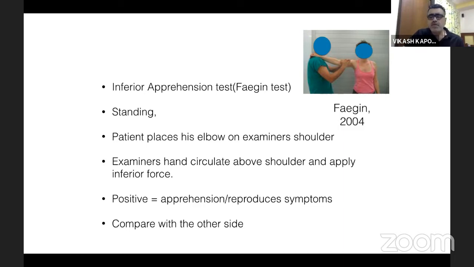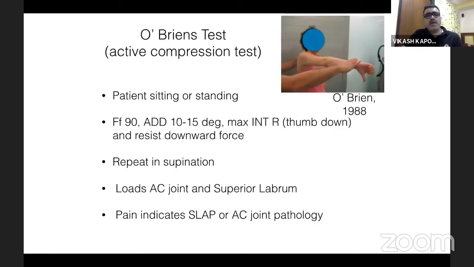Always compare with the other side to find out whether you are actually having it on one side due to traumatic instability. O'Brien's test, which is the active compression test, is important in certain cases of SLAP or AC joint pathology, where you forward flex the shoulder to 90 degrees, adduct 10 to 15 degrees, maximum internal rotation, and resist the downward force of the patient.